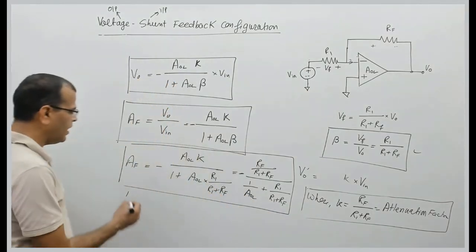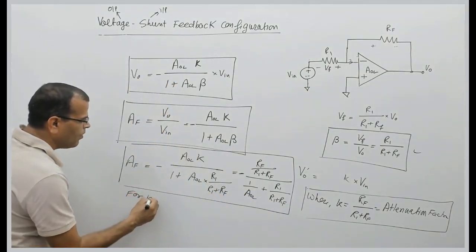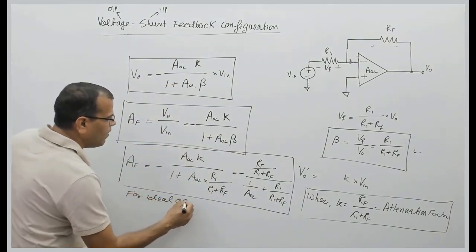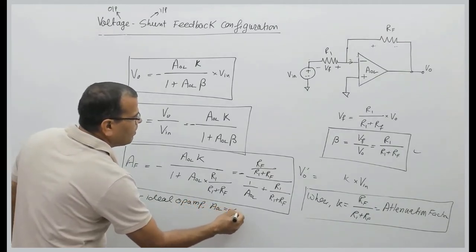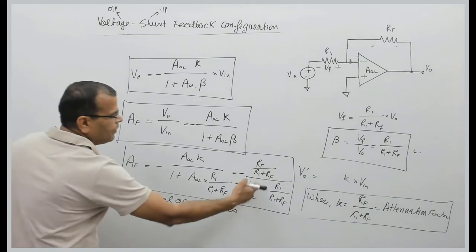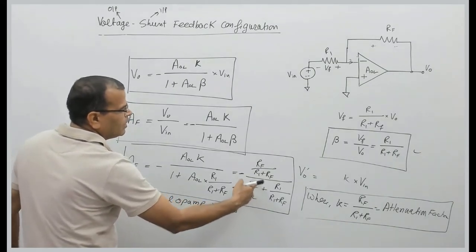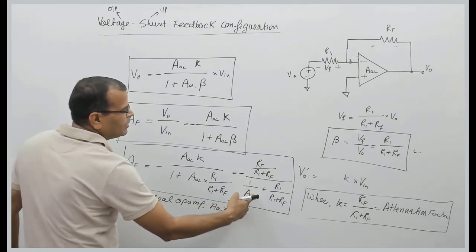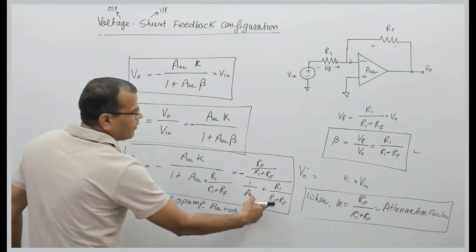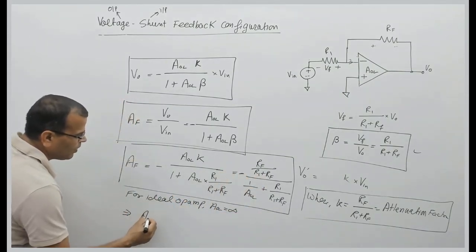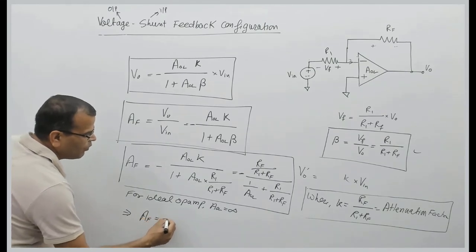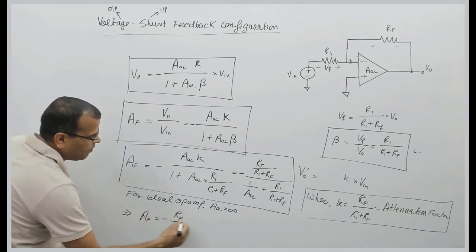Now for an ideal op-amp, what do we have? For an ideal op-amp, the open loop gain of the op-amp is infinity. So when you put infinity here, this becomes 0 because 1 by infinity is 0. So R1 plus RF will be cancelled out. So this gives the closed loop gain for an ideal op-amp as minus RF by R1.